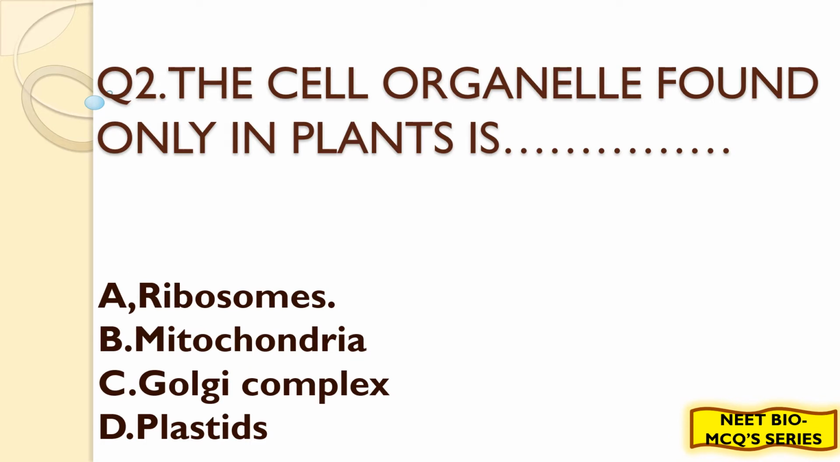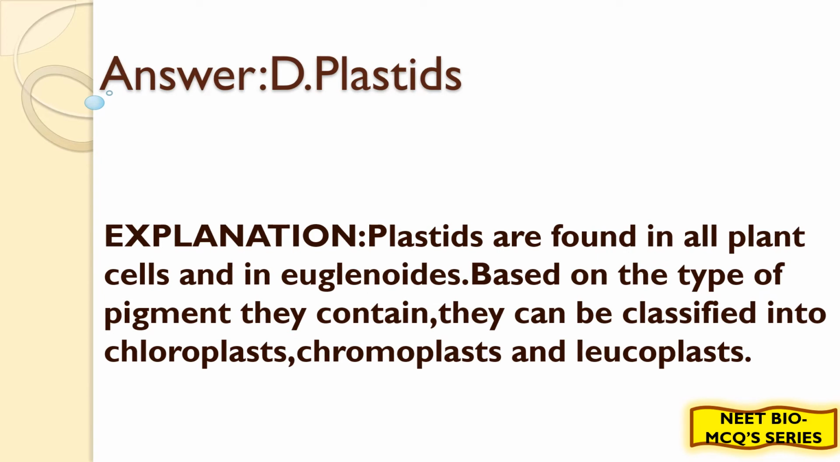Question 2. The cell organelle found only in plants is A. Ribosomes, B. Mitochondria, C. Golgi complex, and D. Plastids. Answer is D. Plastids. The explanation is plastids are found in all plant cells and in euglenoids.